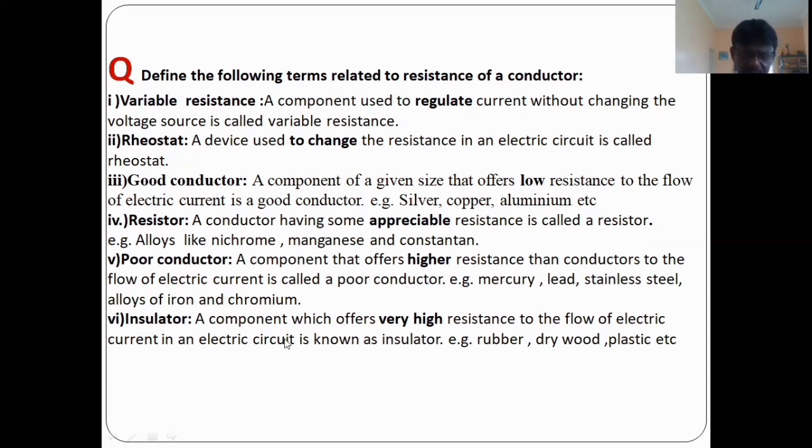Insulator: a component which offers very high resistance to the flow of electric current in an electric circuit is known as an insulator. Examples: rubber, dry wood, plastic, etc. I hope you now have a clear idea about Ohm's law, its equations, its mathematical form, its SI unit, and so on. Now children, we shall try to solve some numericals.